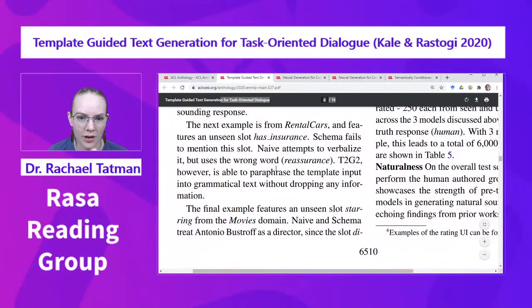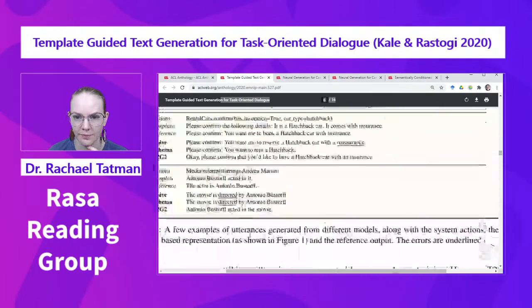The next example is from rental cars and features an unseen slot, has insurance. Schema fails to mention this slot. Naive attempts to verbalize it, but uses the wrong word, reassurance. T2G2, however, is able to paraphrase the template input into grammatical text without dropping any information.